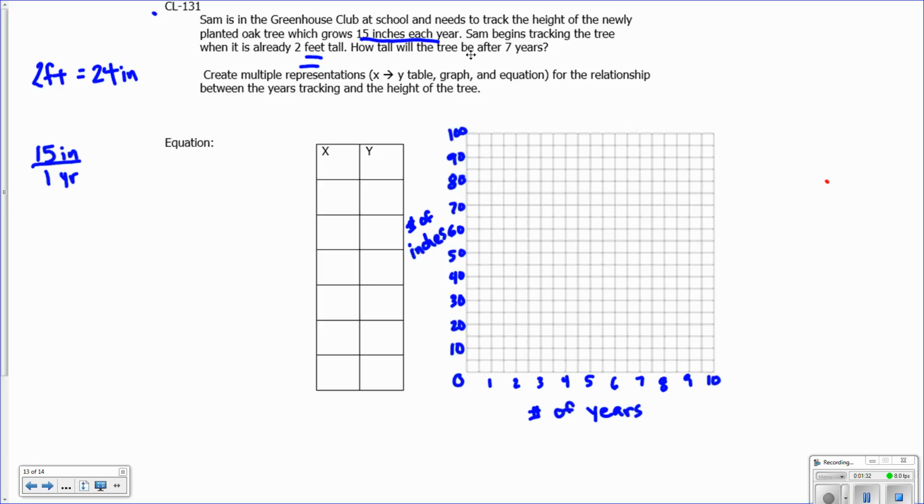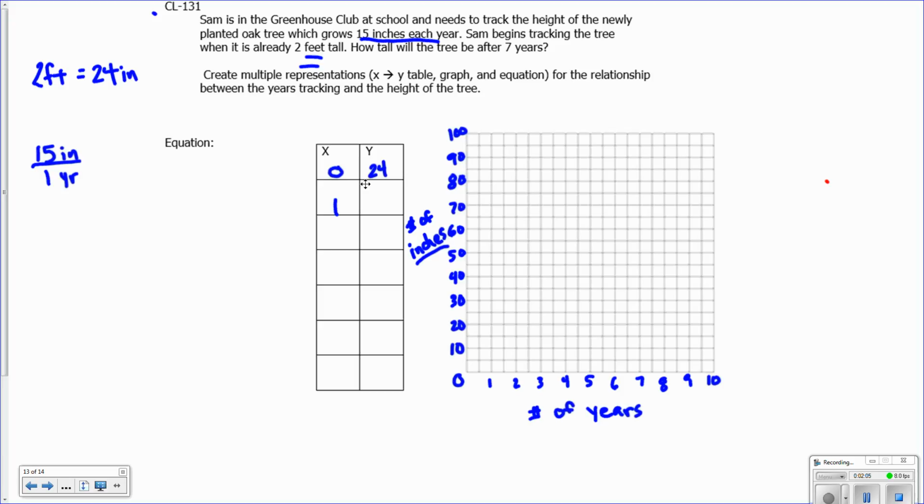So we're trying to figure out how tall it's going to be in 7 years. So we're going to let our independent variable be the number of years. That makes sense because the height of the tree is going to depend on how many years have gone by. We're going to track the height of the tree in inches. So this is the number of inches here. So we know right now, starting out, after 0 years, it is 24 inches tall.